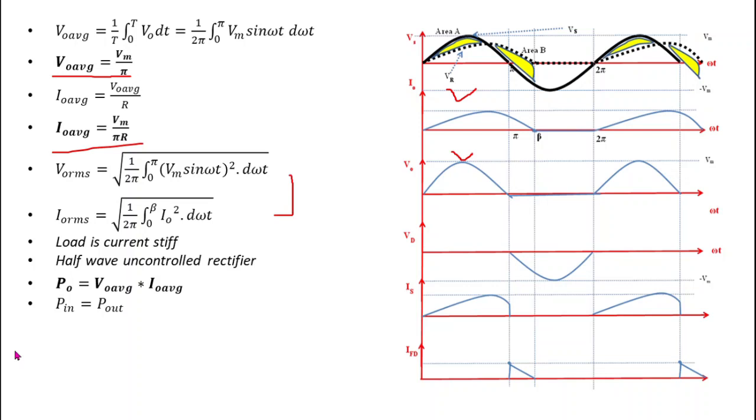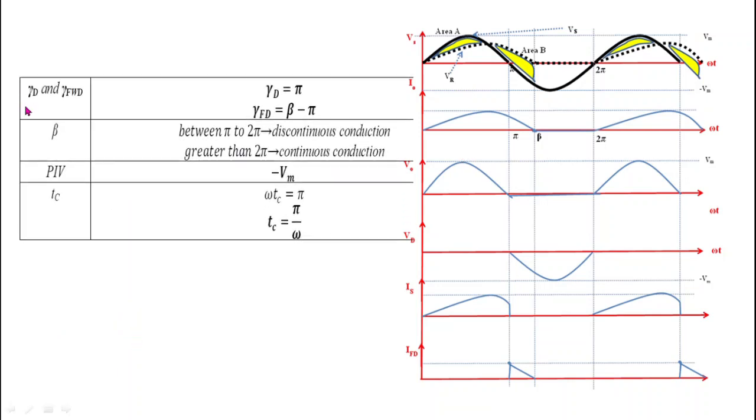To calculate the power factor, we know that input power is equal to output power because the diode and freewheeling diode are ideal and there are no losses across these diodes. That's why for a loss free circuit we get input power equal to output power. And what is input power? That is equal to RMS value of source voltage into RMS value of source current into input power factor cos phi, which is equal to V naught average into I naught average, the output power. So from this equation we can get the input power factor cos phi.